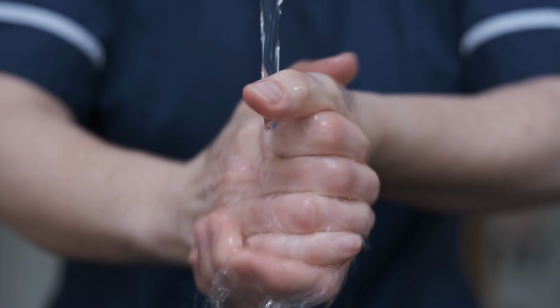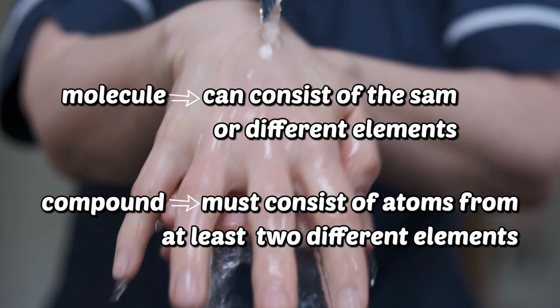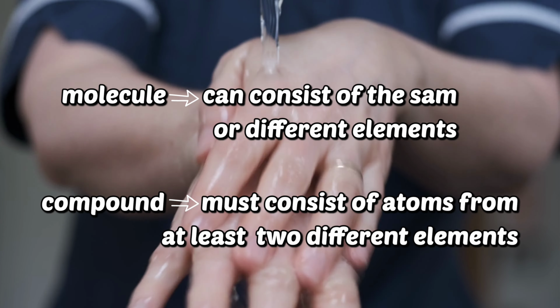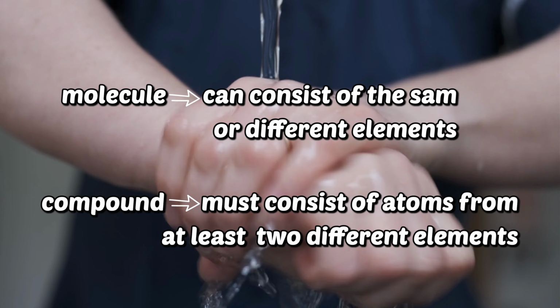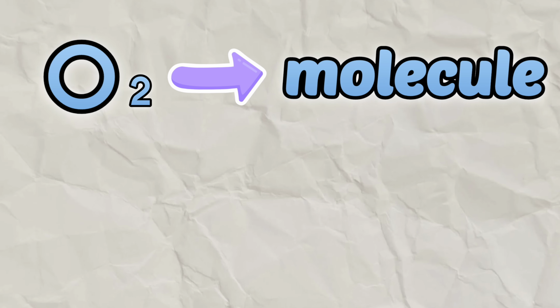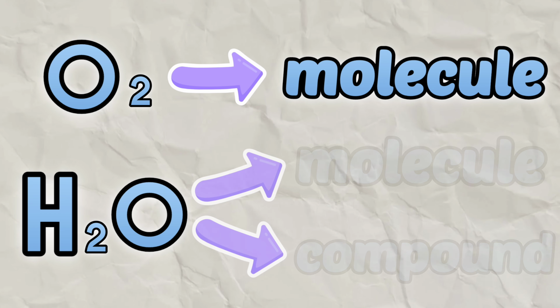While a molecule can consist of the same or different elements, a compound must consist of atoms from at least two different elements. For example, O2 is a molecule, but not a compound, whereas H2O is both a molecule and a compound.